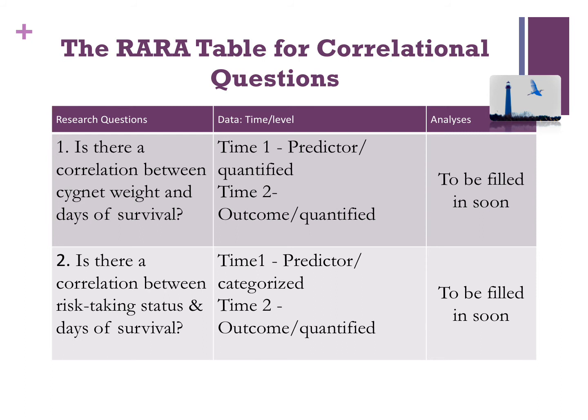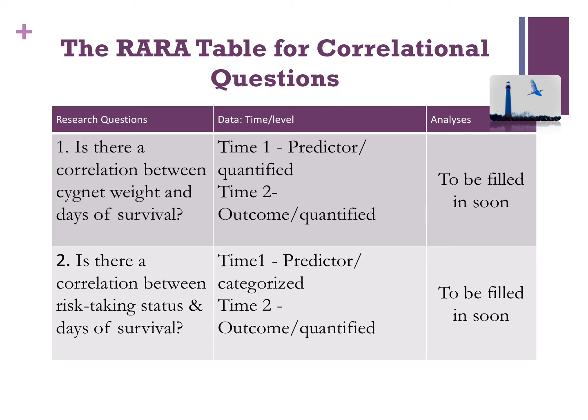This is another feature presentation. This is the right angle research alignment table, or the RARA table, for correlational questions. Note that we mix and match categorized variables and quantified variables with correlational questions. In the next lesson, we'll learn what kind of statistical tests to use for each combination of categorized and quantified variables. So the first question, is there a correlation between signet weight and days of survival?